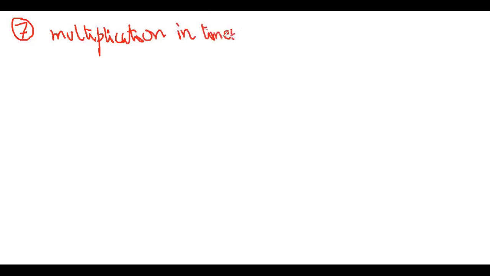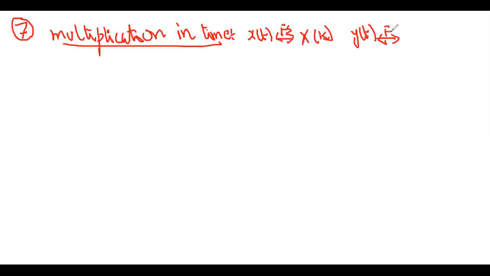That is the next property. I think this property is the seventh property: multiplication or modulation, multiplication in time. Okay, so what is the statement saying here? The x of t has Fourier series x of k, and the y of t has Fourier series y of k.